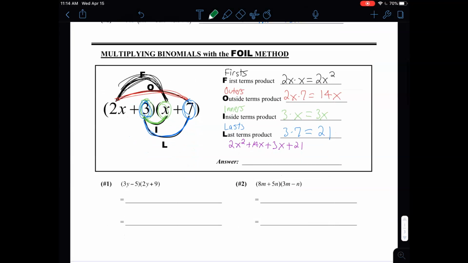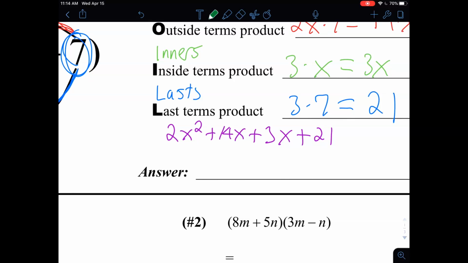Now, are there any like terms here for this purple expression down here? Are there any like terms? There are. What are the like terms here? Hopefully you said just 14x and 3x, because this has a squared here, so this one's not going to combine. So this one's by itself. These two are going to go together, and this one's going to go by itself because this one doesn't have any x. So we're going to write 2x squared plus, what's 14x plus 3x? That's 17x plus 21. And that is our final answer.